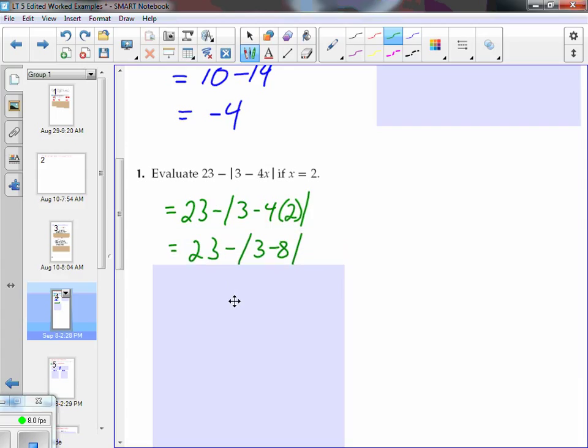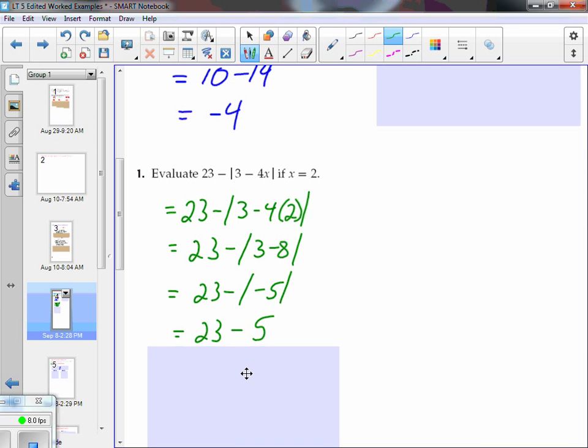Leave the 23 alone, minus, in your absolute value sign, leave the 3 alone, and do the multiplication. Negative 4 times 2 is negative 8. Continue to leave the 23 alone, minus, then do the subtraction. 3 minus 8 is negative 5. Now that we have a single number inside the absolute value sign, now we evaluate that. We all know that the absolute value of negative 5 is 5. That becomes 23 minus 5, and our final answer is 18.